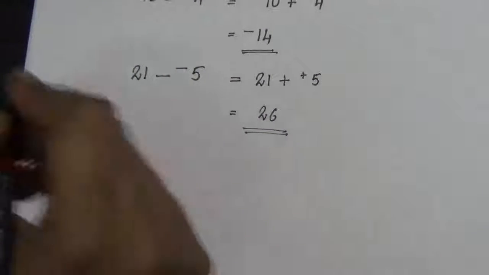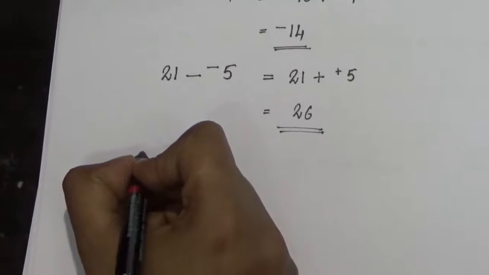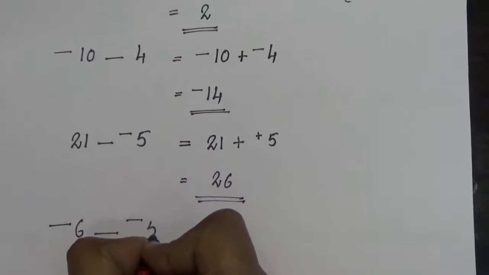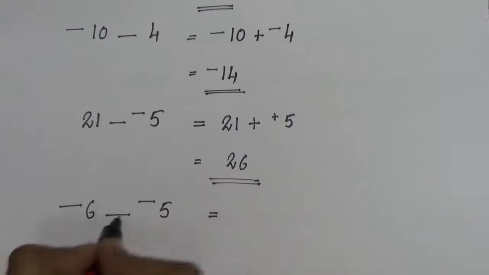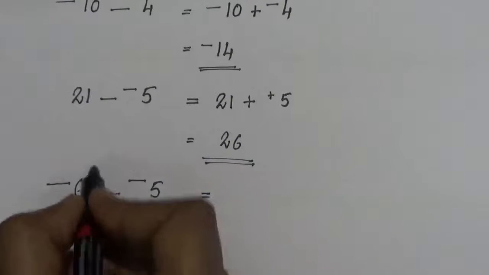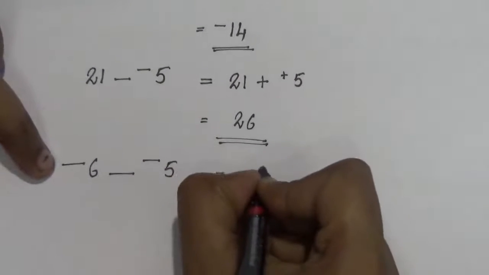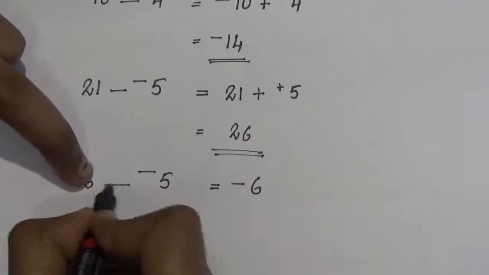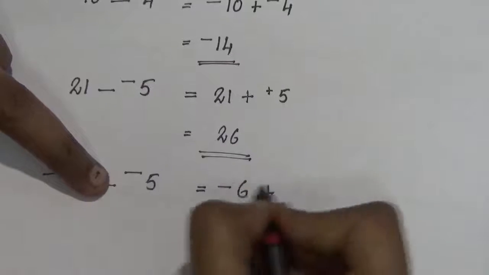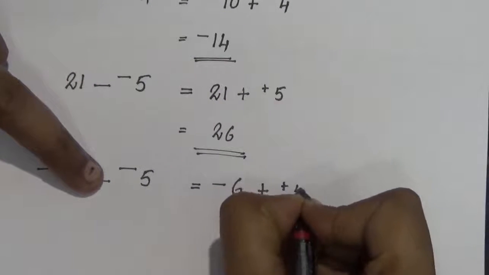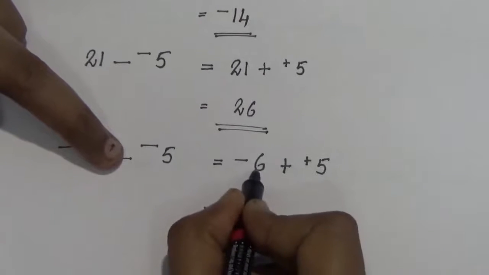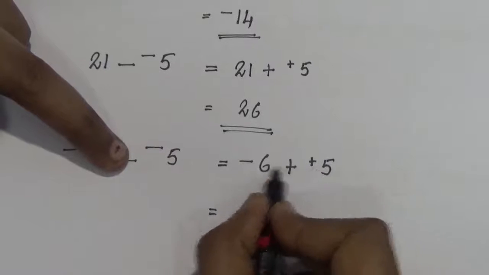Okay, one more example. Suppose we have the numbers minus 6 minus 5. Okay, so here we are subtracting a negative number from another negative number. So in that case you write the first number, that is minus 6 here, and change the operation subtraction to addition. Then you change the sign of the subtracting number, it is minus 5 here, so that should be changed to positive 5. So we have addition of two numbers of different signs. One is negative, the other one is positive. So we have case 2 of addition of numbers.